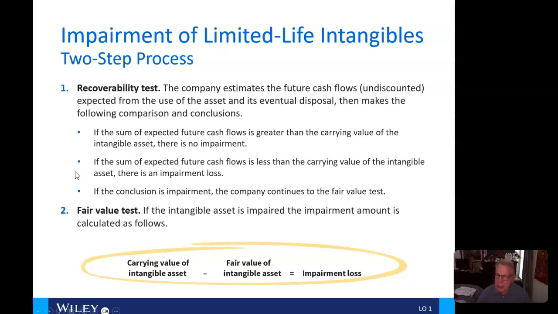If the conclusion is that there is an impairment, the company continues on to the fair value test. Number 2, fair value test. If the intangible asset is impaired, the impairment amount is calculated as follows. We'll take the carrying value of the intangible asset minus its fair value, and that will give you your impairment loss. Okay.